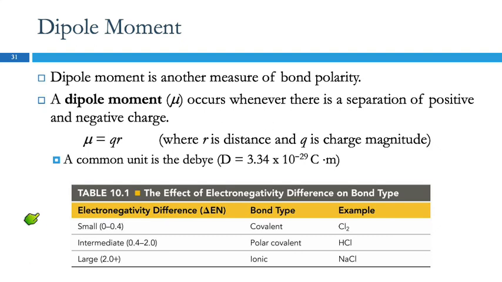This is just a summary of the different types of bonds. If we look at these here, Cl2, two chlorines, nonpolar. HCl, two different nonmetals, polar. Sodium chloride, metal and nonmetal, ionic. So don't worry about trying to remember those numbers.